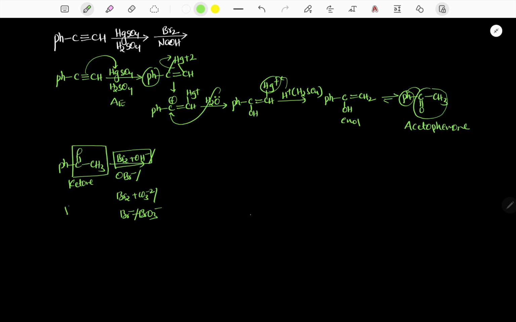So immediately we should think about the haloform reaction. Since it is bromine, we have to think about the bromoform reaction. So in the bromoform reaction, what happens? We have to break the C-C bond, and the corresponding CO group will be oxidized to COO-. Since it is a basic medium, I am taking COO-, plus the CH3 group is converted into CHBr3. It is bromoform.